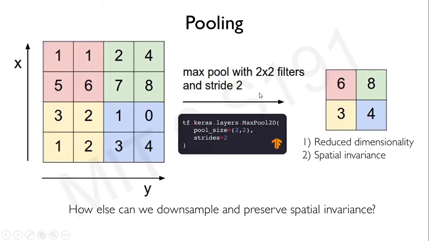The final key operation in a CNN is pooling. Now pooling is an operation that is used to reduce dimensionality and to preserve spatial invariance, and a common technique is called max pooling. It's shown in this example and it's exactly what it sounds like. You simply take the maximum value in a patch, and in this case a 2x2 patch that is being applied with a stride of 2 over this array. The key idea here is that we are reducing the dimensionality going from one layer to the next.